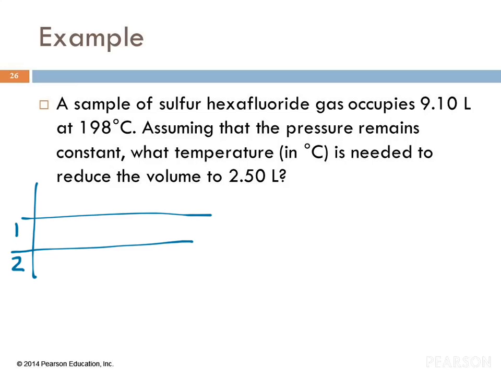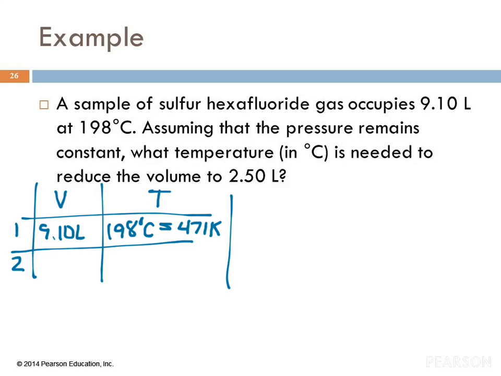We've got 1 and 2. Our first number, 9.10 liters. That's a volume. 198 degrees Celsius. What's wrong with that temperature? It needs to be in Kelvin. So let's fix it right now before we forget. So we're going to take 198 plus 273. This is equal to 471 Kelvin. This is the temperature.